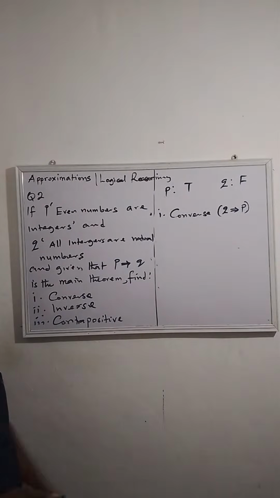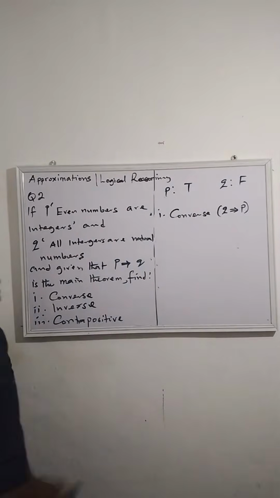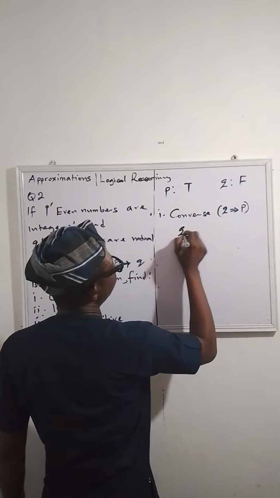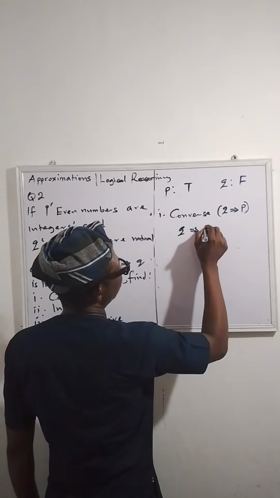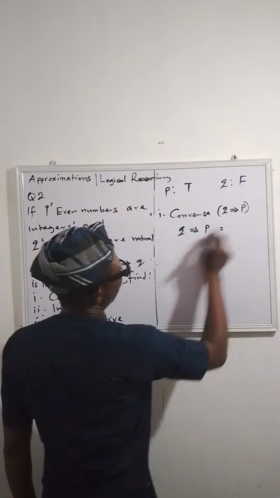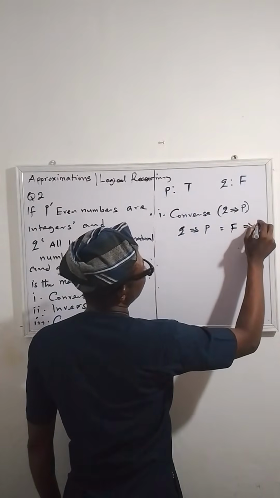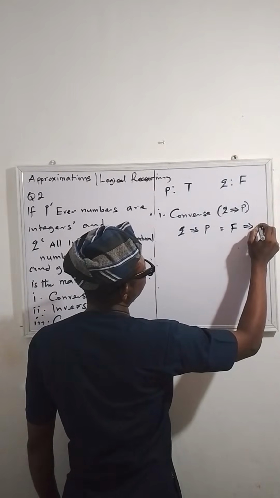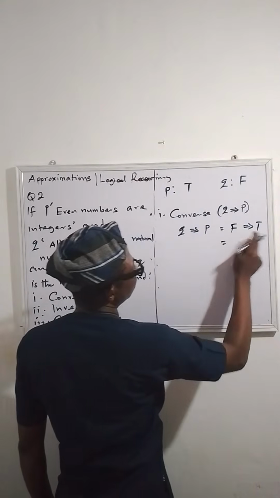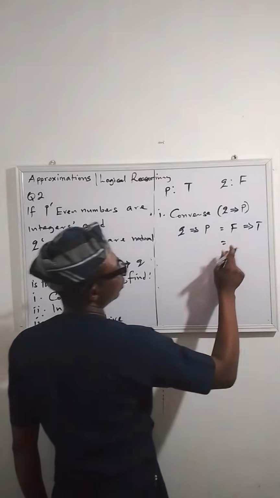Now, what is going to be the truth value? Q implies P is the same thing as Q is what? False. That's false implies P, and P is true. So false implies true is what? Is true.